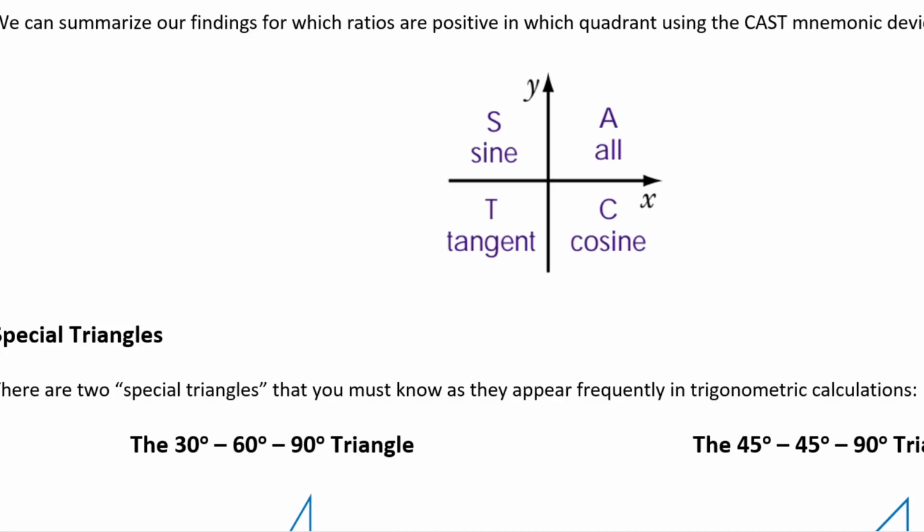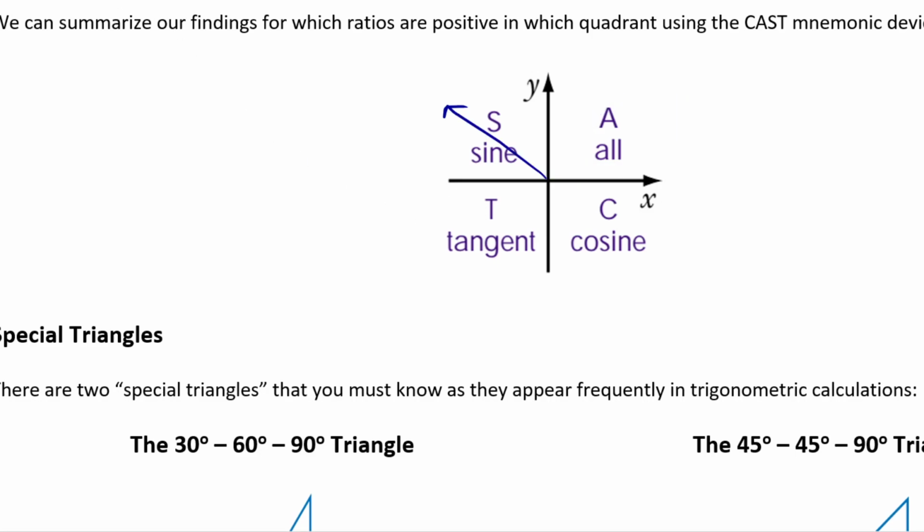The CAST mnemonic device helps us remember which trig ratios are positive in which quadrant. If we take a look at the first quadrant right here, all the trigonometric ratios are positive in that quadrant, which means that the sine, cos, and tan of an angle in standard position within this quadrant, all these ratios will be positive.